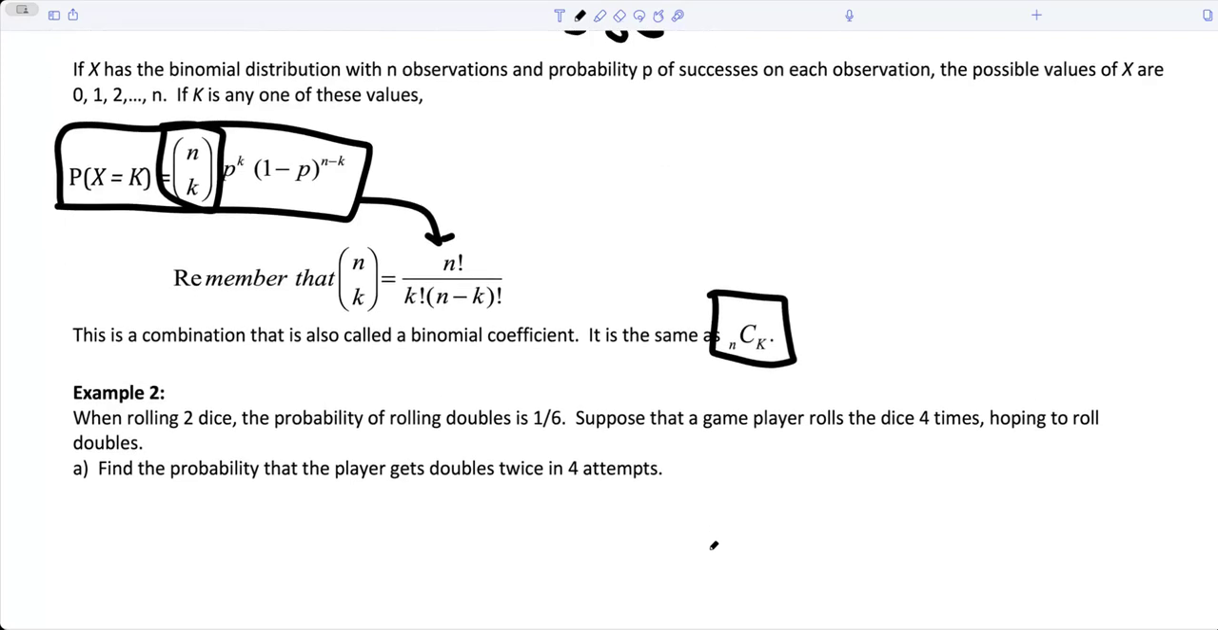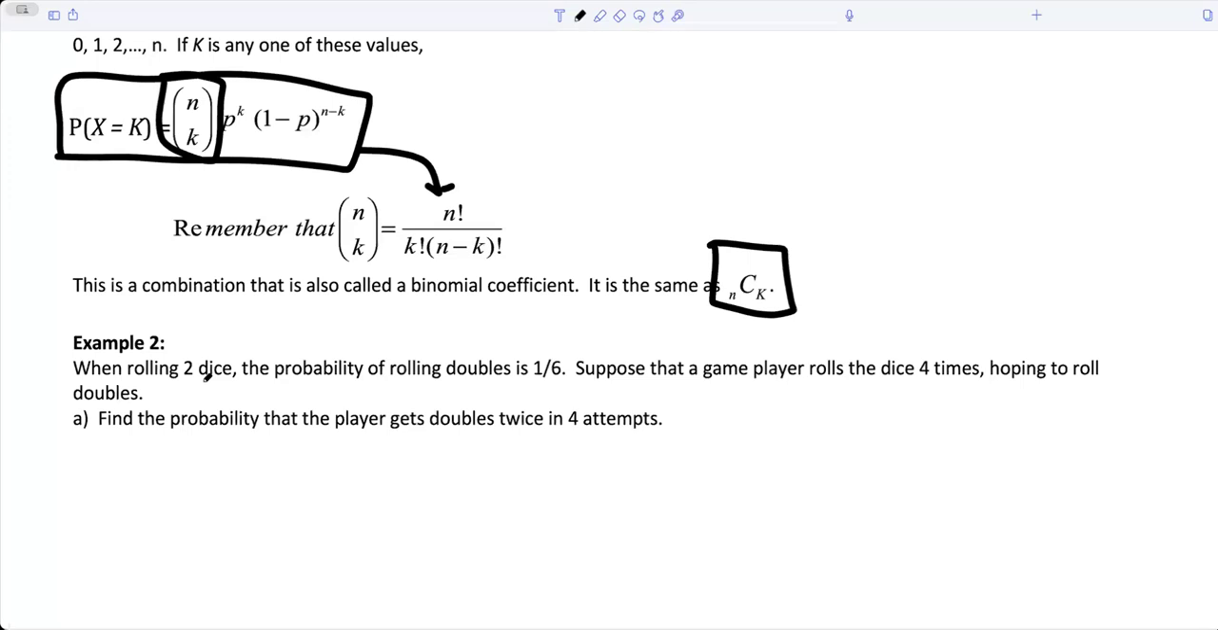Let's look at an example here. It says when rolling 2 dice, the probability of rolling doubles is 1/6. Suppose that a game player rolls the dice 4 times, hoping to roll doubles. Find the probability that the player gets doubles twice in 4 attempts. Let me say this: on the FRQs, students lose points all the time because they don't write down stuff. It would be very easy to just do binomial PDF.